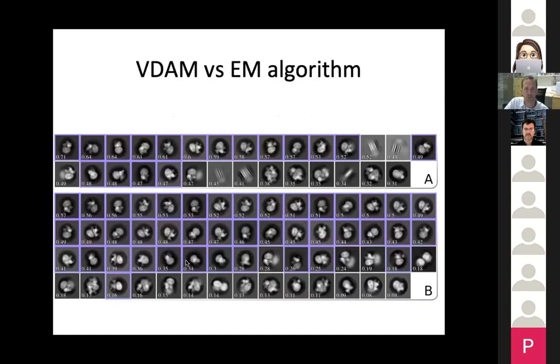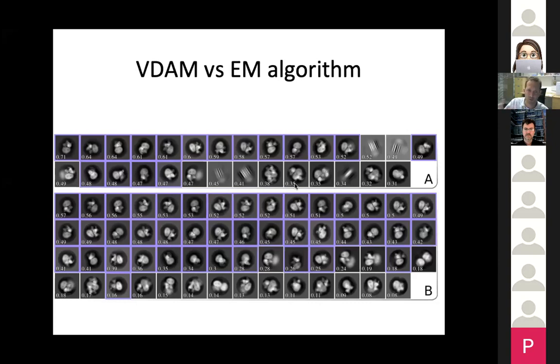Not only that, we also see that the VDAM, as we call it, algorithm generates much more different classes than the expectation maximization algorithm that you're all used to. So that's shown here. The top two rows here are classes from a membrane protein that are obtained using the EM algorithm, and the same data set with the VDAM algorithm gives many more classes, different views, as shown in the bottom 4 rows, together with the observation that using the default parameters, the speed up is about a factor of 5 or 6 compared to the EM algorithm. That's if you use the defaults.